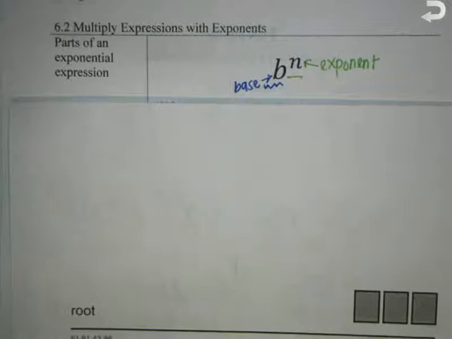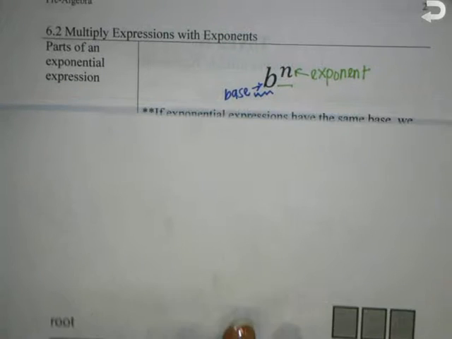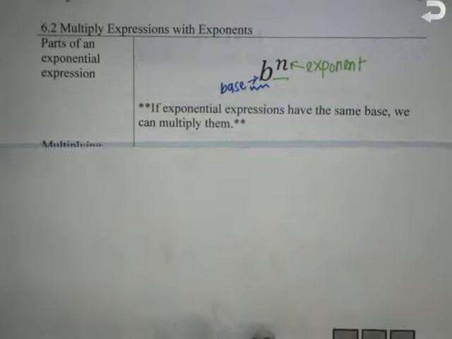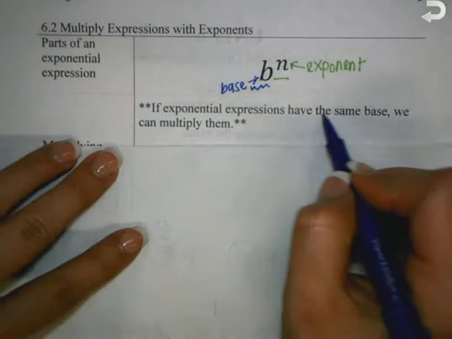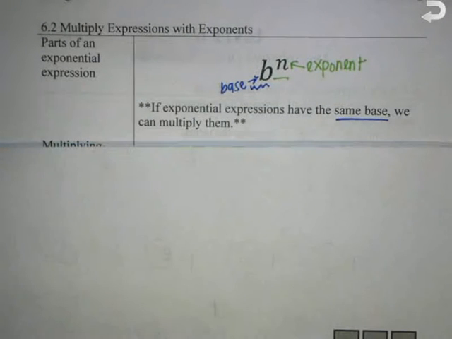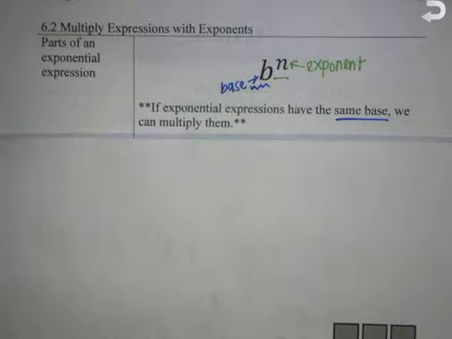If we have exponential expressions that have the same base, then we can multiply them. If the bases are not the same, we cannot multiply them. So it's just like terms.